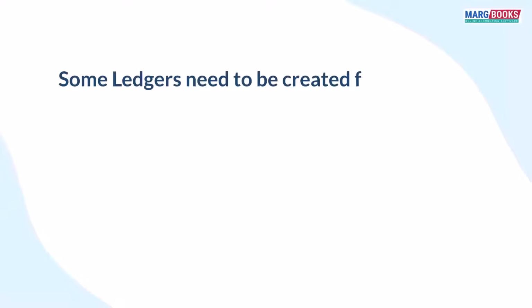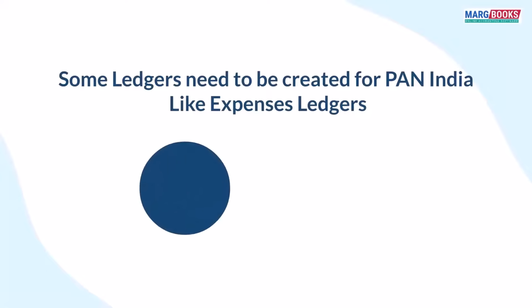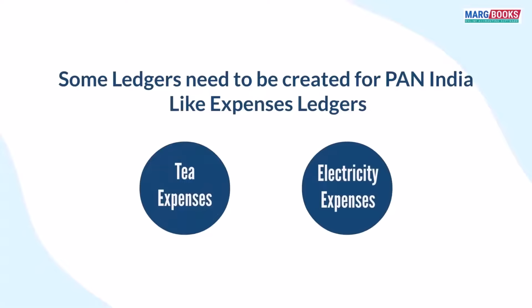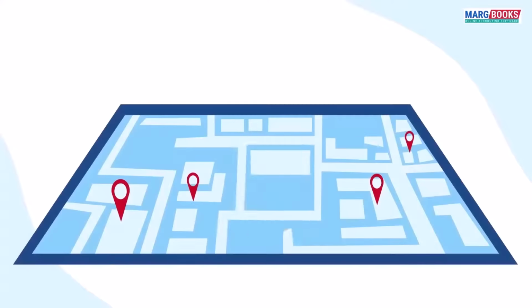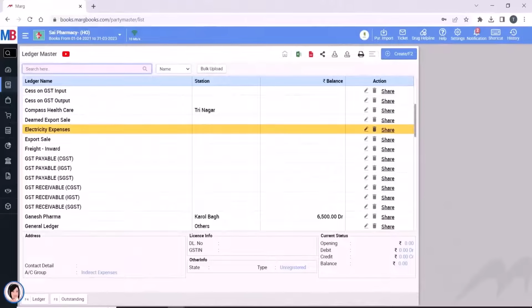Similarly, you can create centralized ledgers as well. For instance, there are certain ledgers that you want to create for Pan India, such as expense ledgers like tea expenses, electricity expenses, etc. When you create these centralized ledgers at the head office, they will be automatically created in the branches. For example, we have created an expense ledger, and now we want to share this ledger with the branch.